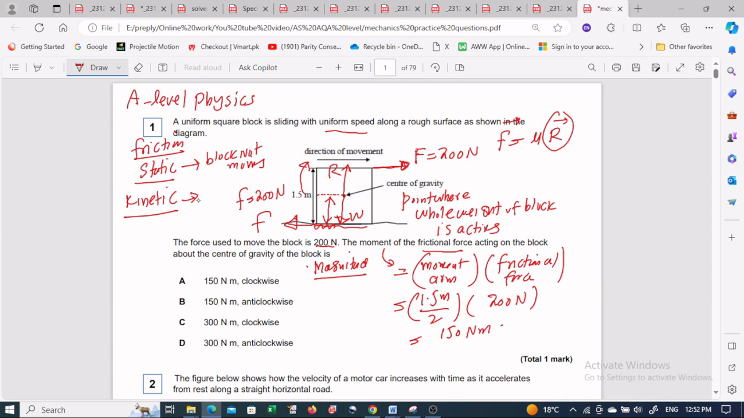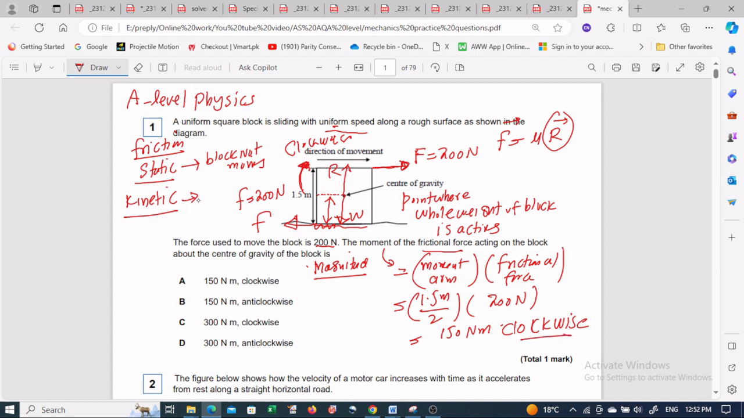Because the block is not moving easily, there is a friction between the surfaces. So this torque acting along the normal reaction, upward, is clockwise. If you see, this is the clockwise moment. So the moment due to the friction force must be equal to 150 newton meter, and the direction is clockwise.